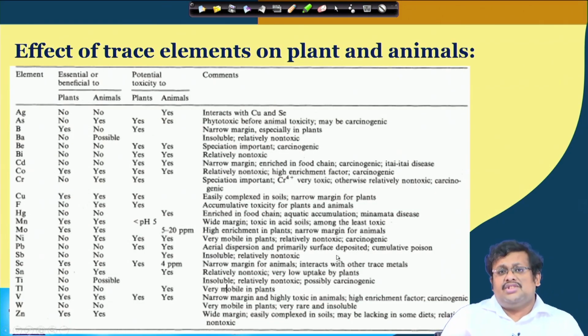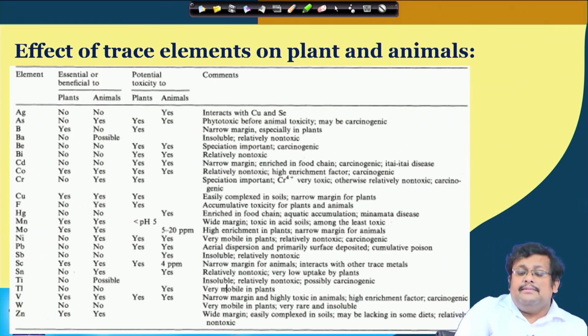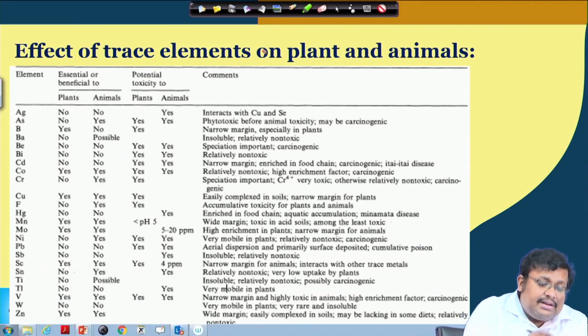What are the different effects of trace elements on plants and animals? This shows the list of different trace elements and their essential or beneficial nature for plants and animals, their potential toxicity to plants and animals, and their several features. For example, let us talk about the element silver.